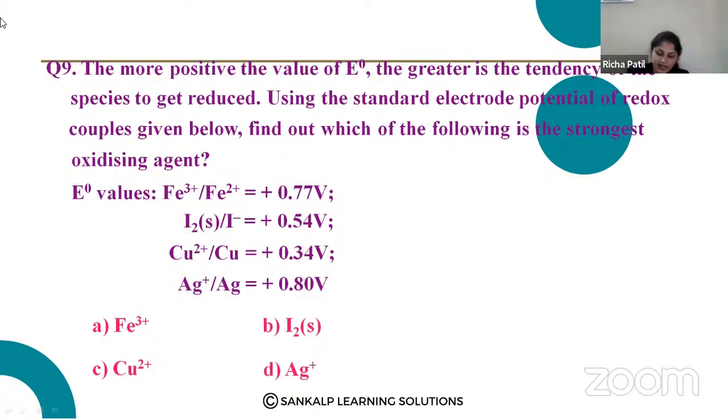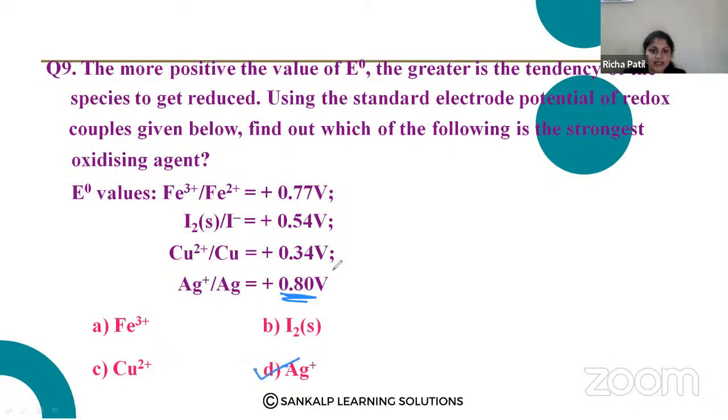So the metals which have higher reduction potential, these E naught values represent the reduction potentials, so it is said to be a good oxidizing agent. Here, which has the more value of E naught? It is Ag plus by Ag, right? So which is the correct option? The correct option is D.